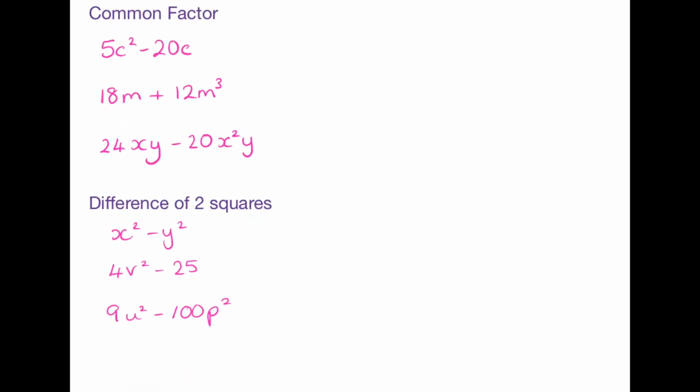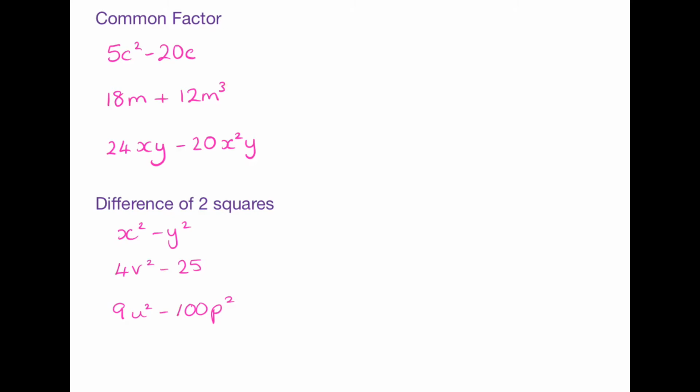Okay, so common factor to start with. So let's find a nice colour. Blue. Okay, right, so remember when you've got letters and numbers, you need to be looking at them separately. So when we're looking at 5 and 20, then we need to find the highest common factor of 5 and 20. That's the biggest number that goes into 5 and goes into 20. So that's 5. Okay, and then looking at the letters, we can see we've got a c squared here and a c here. And the biggest thing that goes into c and c squared is c.